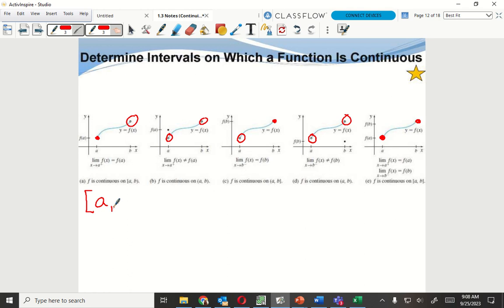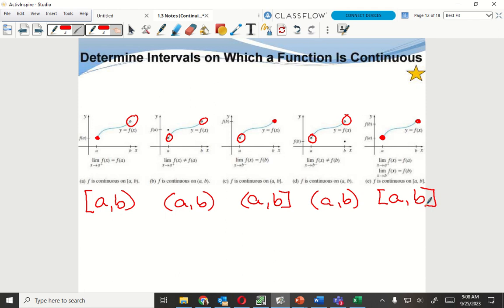Closed A comma B parentheses. This one is A comma B. This one is A comma B closed. This one is A comma B. This one is bracket closed A, closed B.